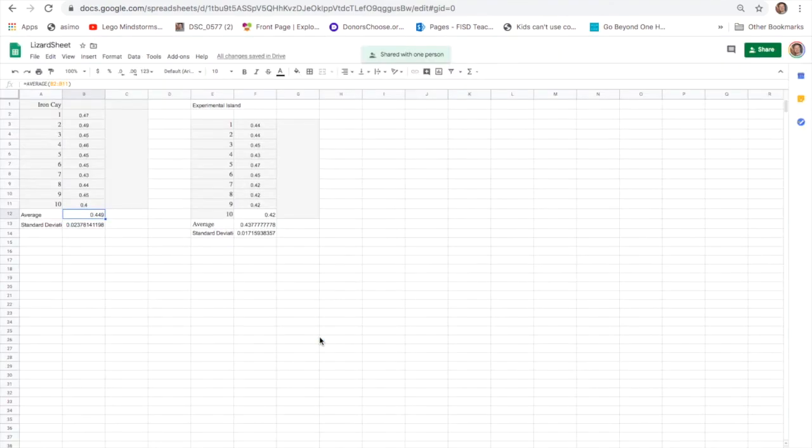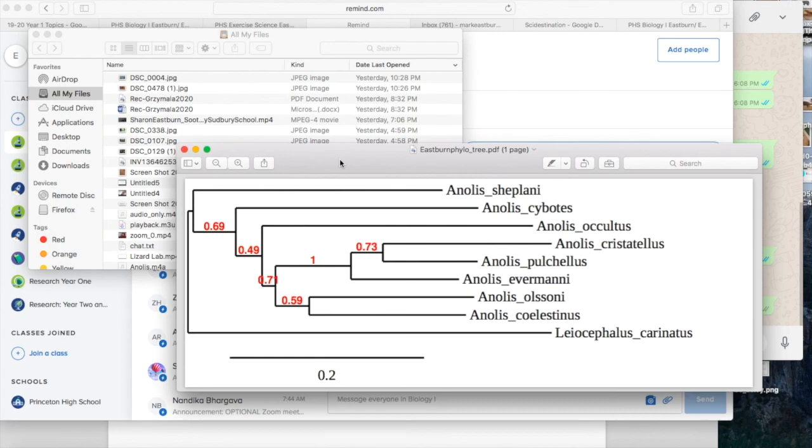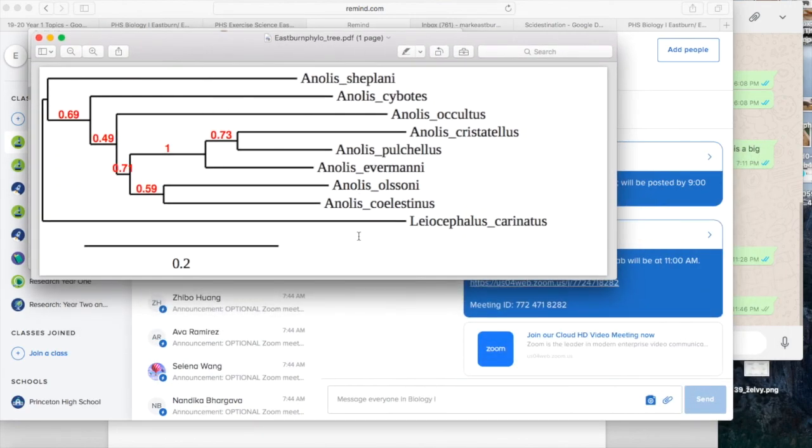So let me see your data, let me see your averages calculated, let me see your standard deviation from the measurements of these lizards, as well as the phylogenetic tree that you developed, the PDF that looks like this. Let me see those two things, and we'll call it a day. I think that's more than enough work to get done for one day.